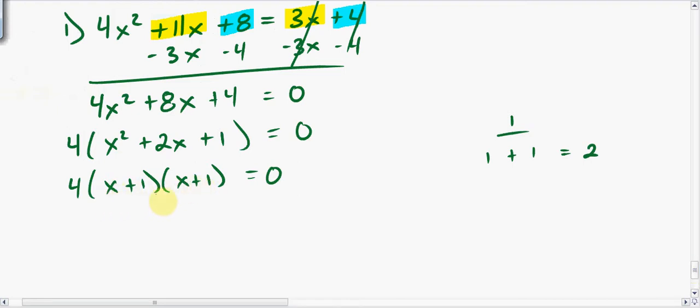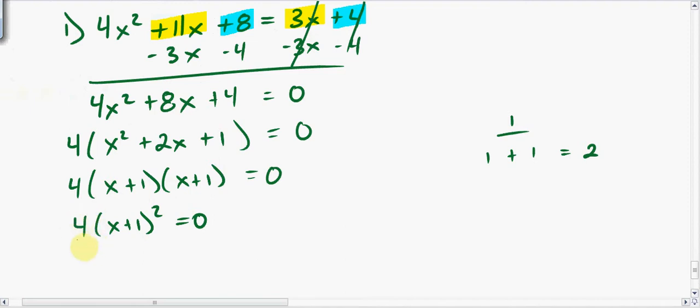Whenever you see that you have the same binomial written twice, what that's really telling you is that you had a perfect square trinomial. Square root of x squared is x, square root of 1 is 1. So this is the same thing as having x plus 1 squared. It doesn't matter which way you do it, you're going to get the same answer.